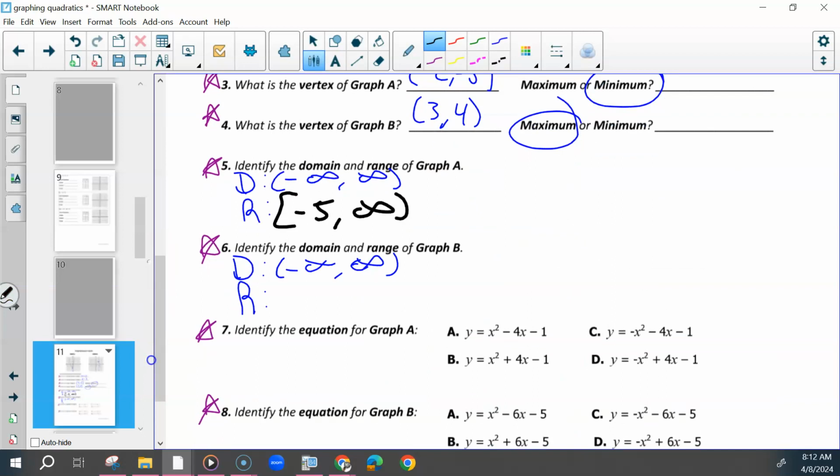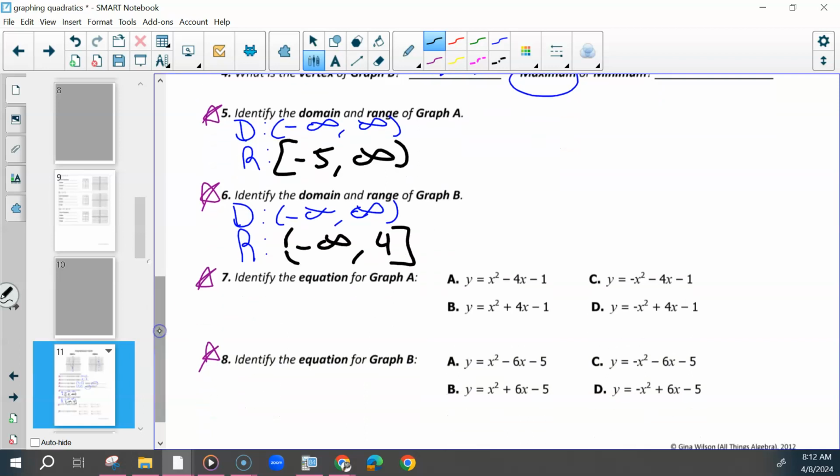What about graph B? Where does that start? Where does that end? Is that the start or the end? The end. It starts at not positive infinity, but negative infinity. Right? And then for 7 and 8, it's just now identifying what the equation is.